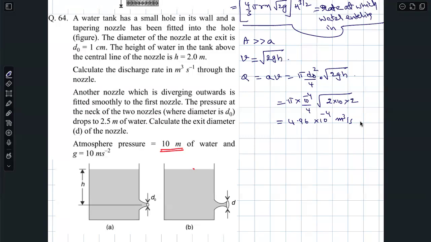Another nozzle which is diverging outward is fitted smoothly to the first nozzle. The pressure at the neck of the two nozzles, where the diameter is d0, drops to a value expressed in terms of height of water. Calculate the exit diameter d of the nozzle.